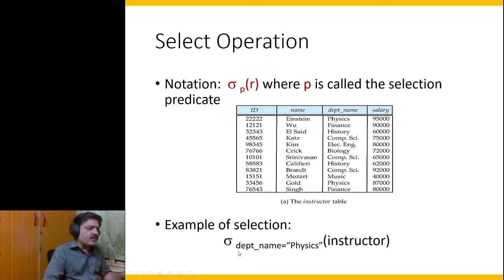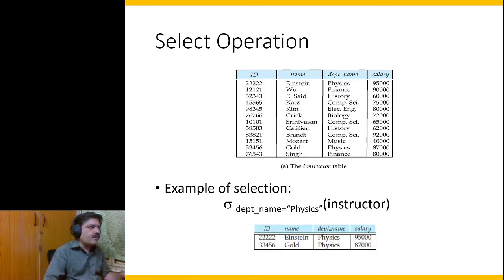So here is an example. Let's say I take the instructor table and I am interested in all those tuples where the department name is physics. Then I would write something like this. The predicate department name equals physics helps me filter as I need. So this is what the output would be. You have only those tuples in the output relation where department name is physics. So I have an input relation and then I have an output relation.